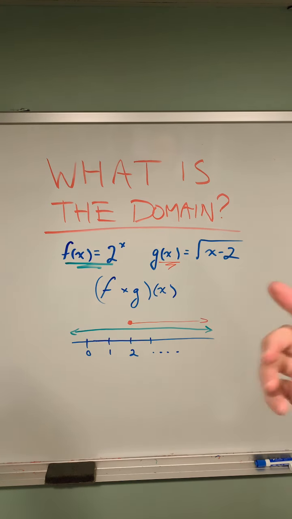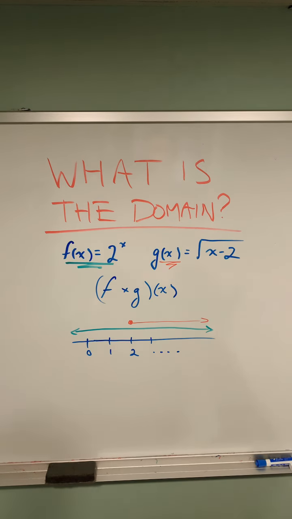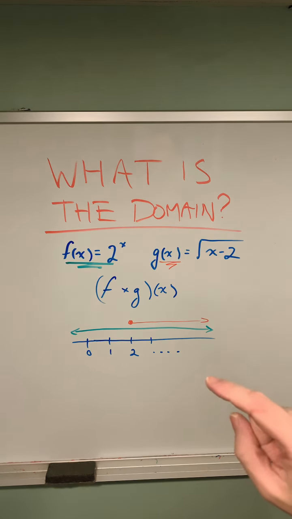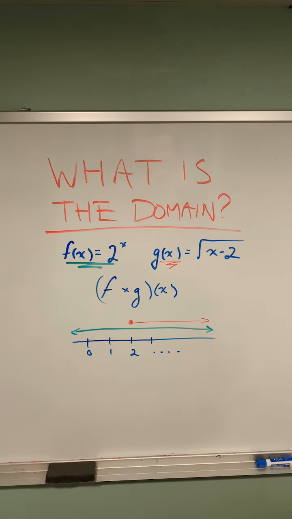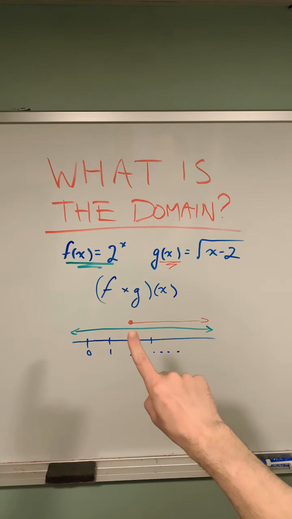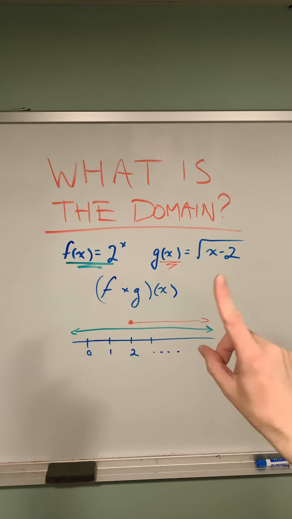Now, g of x is a square root function, and square root functions are only defined for 0 or positive values of x. Now, if I take a look under the square root sign for g of x, I see that I have x minus 2. Any value less than 2 for x will result in a negative number underneath the square root sign, and that's not in the domain of that function. So I've illustrated that with this little red dot moving to the right to say that anything greater than 2 is in the domain of this function.